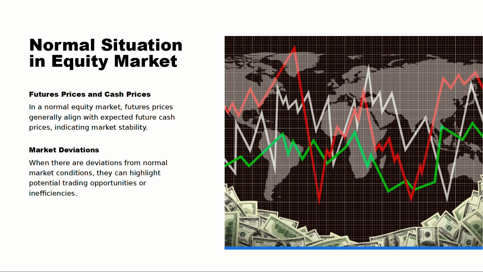Normal situation in equity markets. Futures pricing and cash prices. In a normal equity market, futures prices generally align with expected future cash prices, indicating market stability. Market deviations. When there are deviations from normal market conditions, they can highlight potential trading opportunities or inefficiencies.